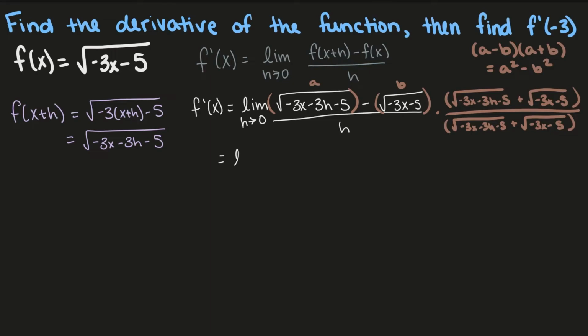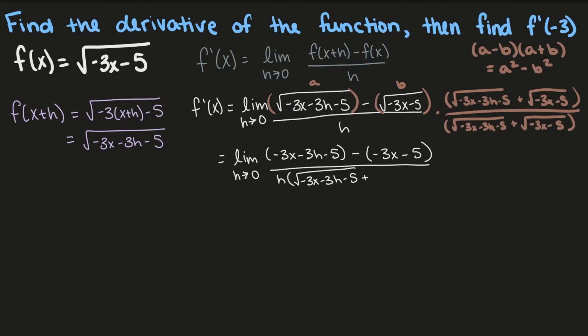So our limit becomes the limit as h goes to 0 of, we just said that this will become a squared minus b squared, so our a squared will be negative 3x minus 3h minus 5, and our b squared will be negative 3x minus 5, all over h times this entire binomial, which is the square root of negative 3x minus 3h minus 5, plus the square root of negative 3x minus 5.